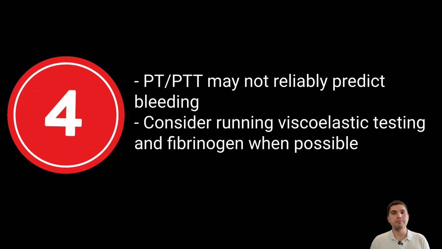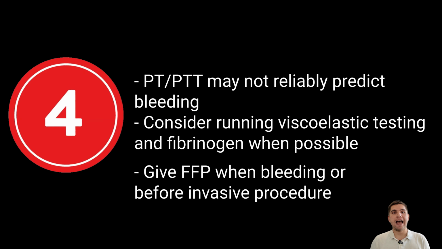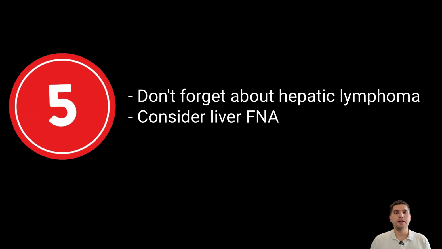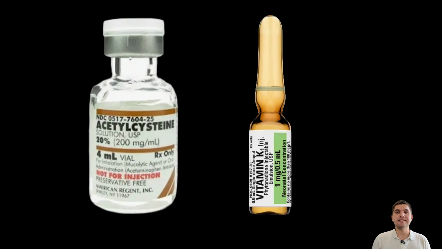Number 4, don't rely on PT alone to assess bleeding risk. If you can, run viscoelastic testing and check fibrinogen level. Only give plasma if the patient is actively bleeding or about to undergo a high-risk procedure like a liver biopsy. And number 5, hepatic lymphoma or other infiltrative disease is an important differential in ALF. Often, a fine needle aspirate is enough to rule it out, but in some cases, a mini laparotomy biopsy may be necessary.